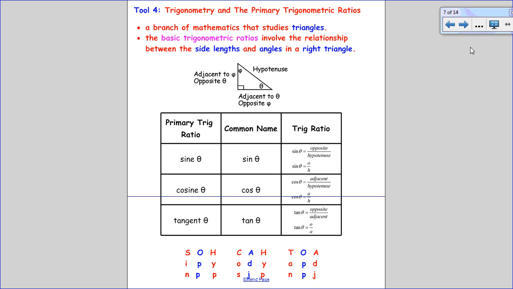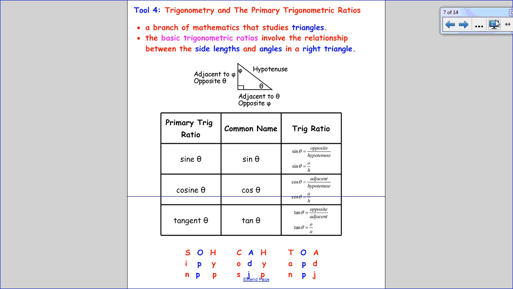Last thing we need to remember from grade 10 is trigonometry, the primary trig ratios. And what is trigonometry? Well, trig is a branch of math that studies triangles, and the basic trig ratios involve the relationship between the side lengths and angles in a right triangle. Again, it has to be a right triangle to use the primary trig ratios.